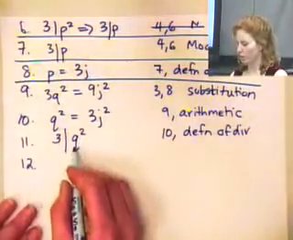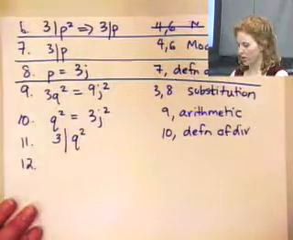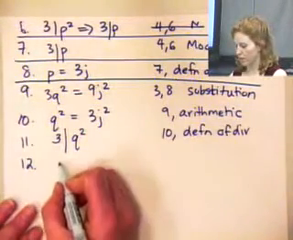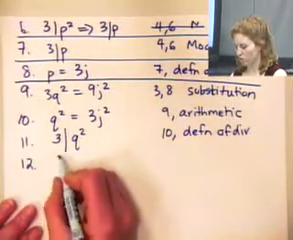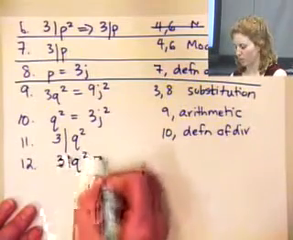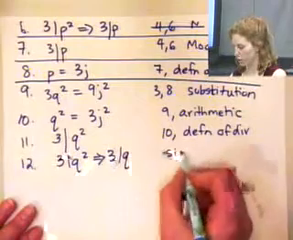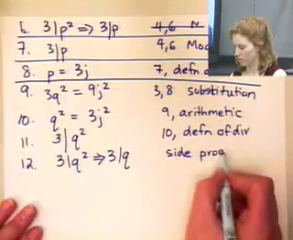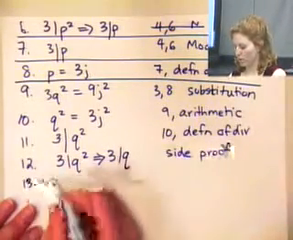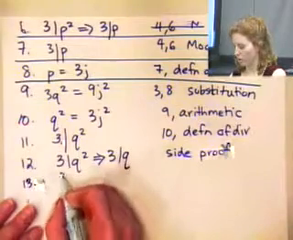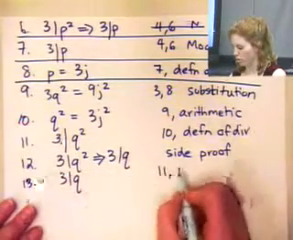So 3 divides q squared is by the definition of divisibility, and that means I can write 3 divides q squared implies 3 divides q. That was my side proof. I'll just write that in as my reason. And then by modus ponens, by 11 and 12, I know that 3 divides q.